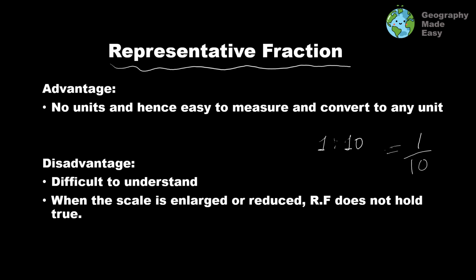When the scale is reduced or enlarged, RF again does not hold true. It doesn't change. So if I'm enlarging or reducing the map, the scale will change, but the RF will not, I will not be able to do anything with the RF because it's just numbers. So if I'm photocopying and enlarging the map on which it is written 1:10, it will still have 1:10 written on it. In reality the scale will change, but the written RF will not. So that is the disadvantage in this kind of scale.